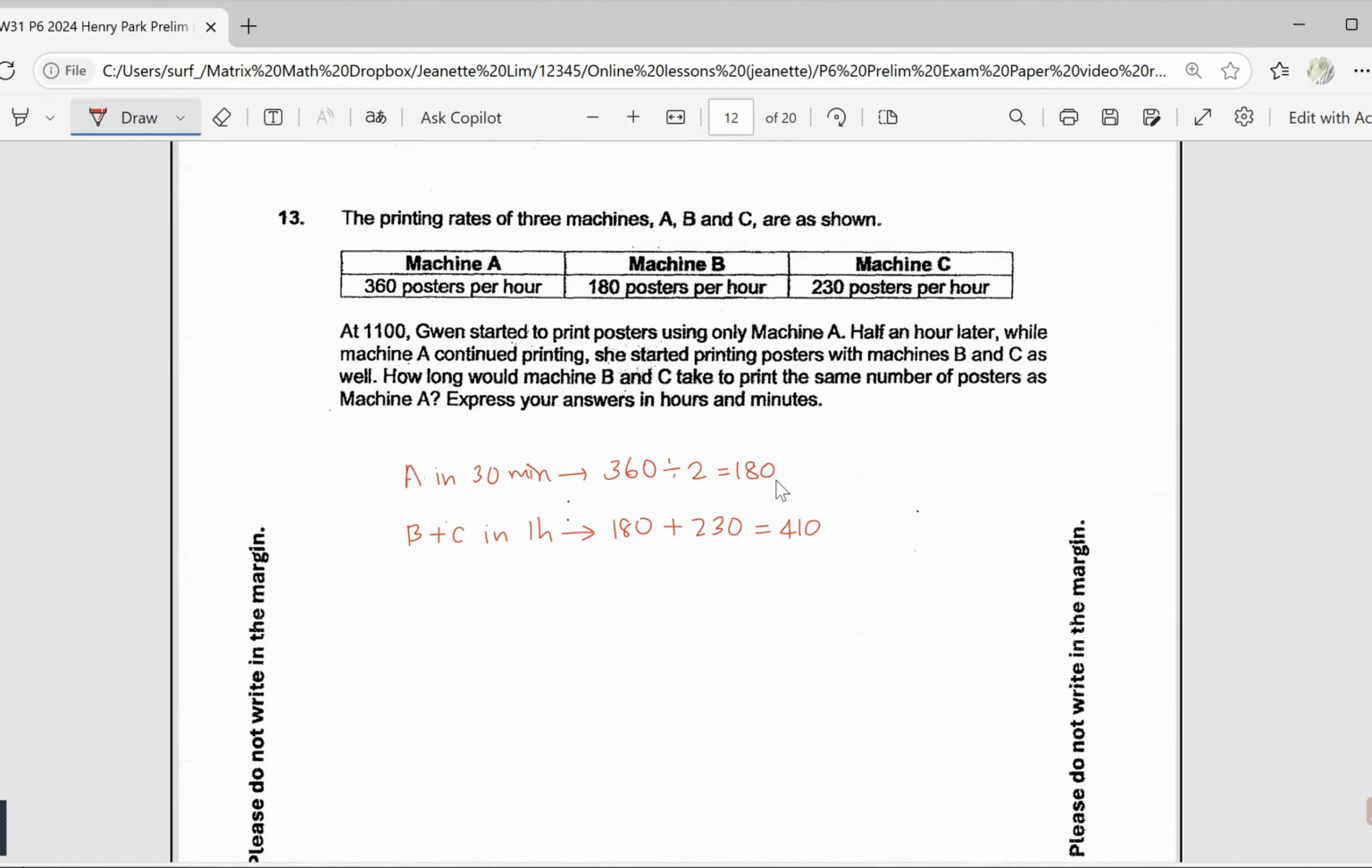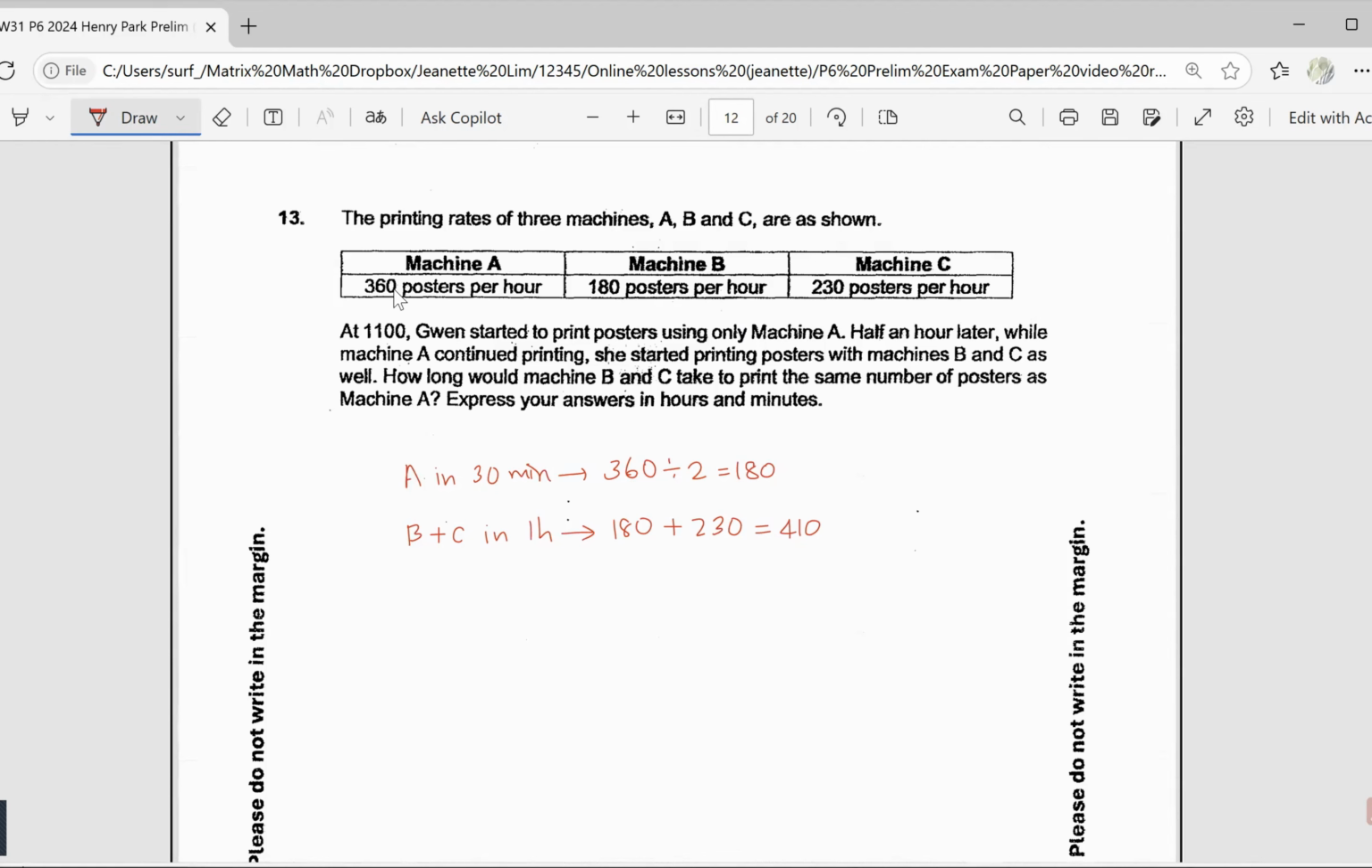This is 410. So in 1 hour, B and C can print 410 posters together. Now, you know A started first. A had a head start of 180, right? Do you think B and C can ever catch up with A? The answer is yes, because if you compare in 1 hour, B and C can print 410, but A prints 360. So there is a chance for B and C to catch up to be the same as A, right?